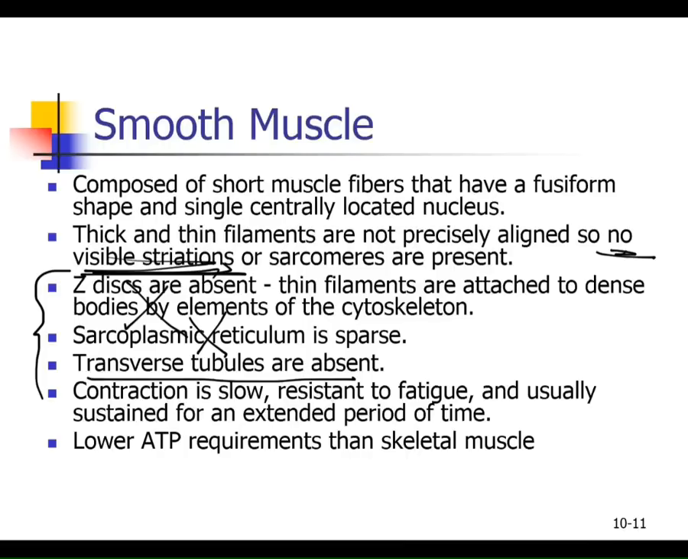Like I mentioned, smooth muscle is the tortoise, right? It just kind of keeps on going, kind of slow. It's resistant to fatigue, right? Your biceps brachii, it wears down pretty quickly. It can't go forever. Your smooth muscle just keeps on going. And because they're very slow, they actually don't require as much ATP as well. So they don't require as much energy.